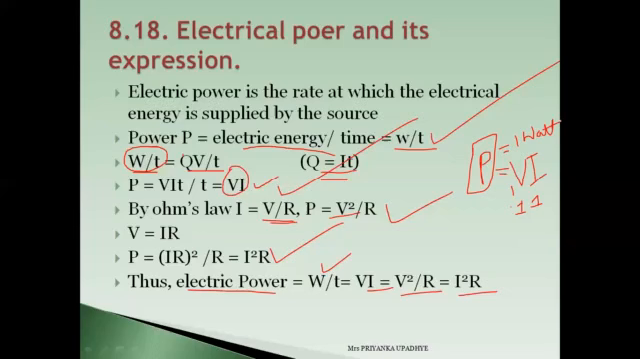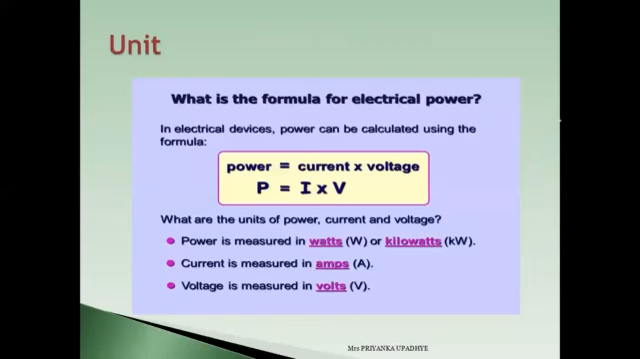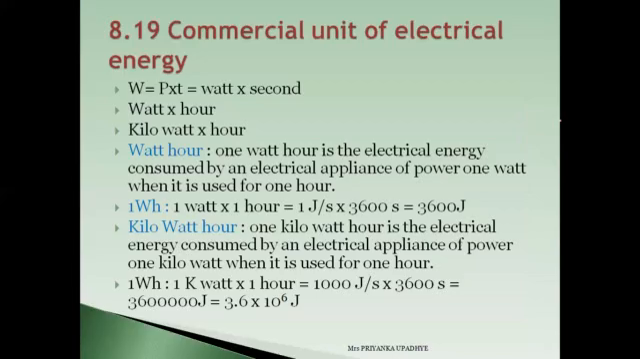There are some different units of electric power, some higher, bigger units: kilowatt, megawatt, and gigawatt. There are also some commercial units of electric energy. What are those? We know that W is equal to P into T, that is watt into second. Watt into second, we can write it as watt into hour, or kilowatt into hour.